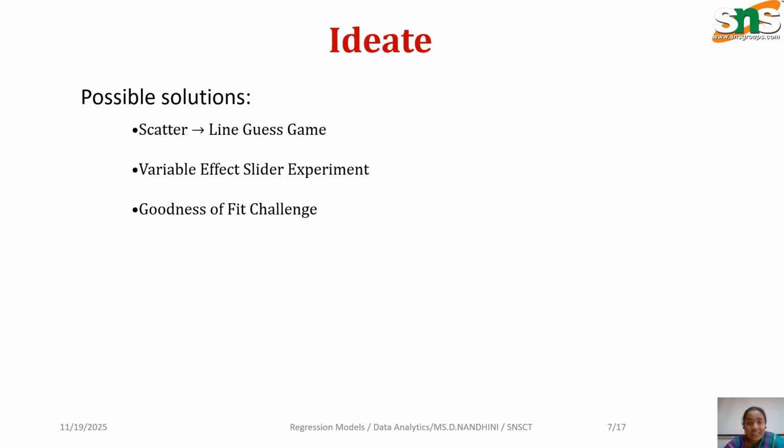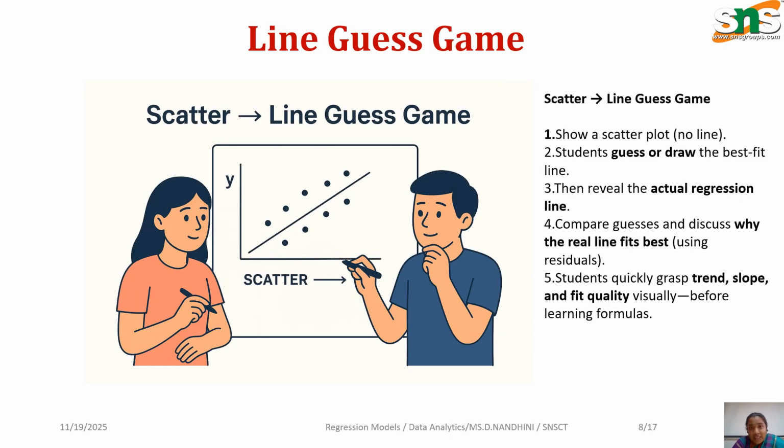In this, we are going to look at the possible solutions. That means how the data gets scattered, how these variables affect the slider experiment, and how goodness of fit is applied for this regression model. Next is the line guess game. In an x and y axis, there are scattered points with one center line. The student should guess and draw the best fit line that reveals the actual regression line, why it fits this model, and what the slopes, trends, and fit quality of this model are.